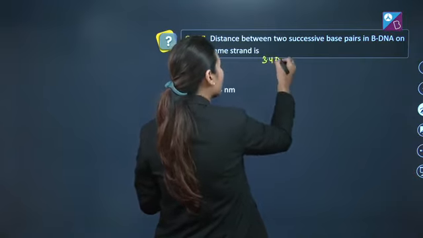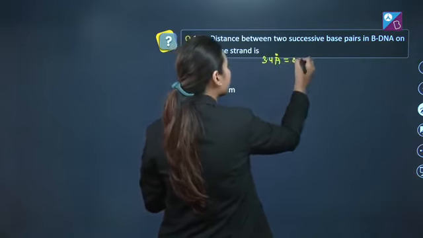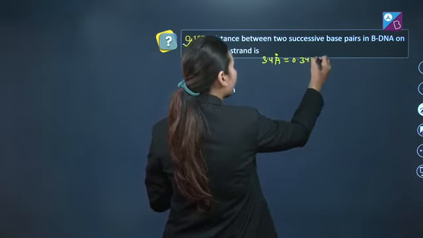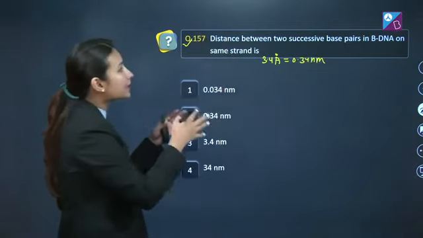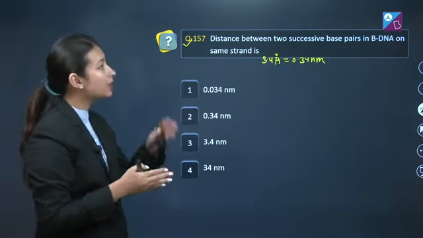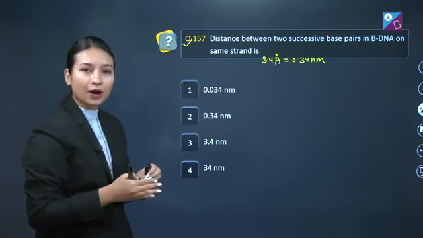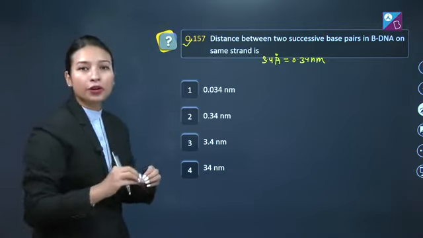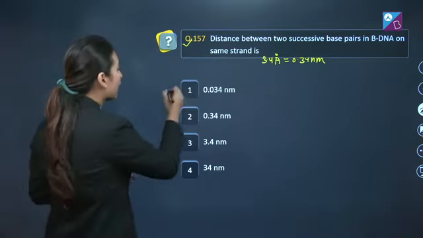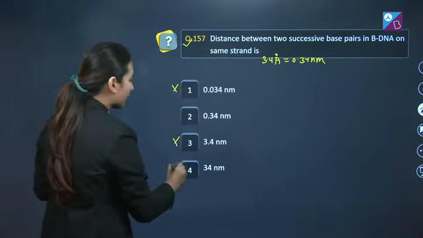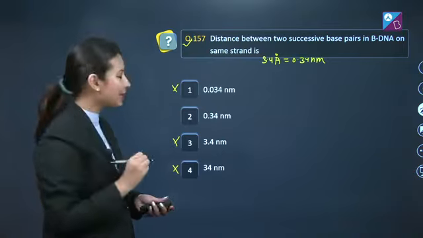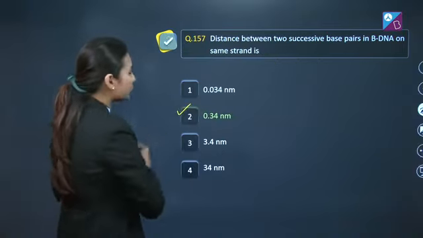3.4 angstrom, which equals to 0.34 nanometer. So the distance between two successive base pairs in B DNA on same strand equals to 0.34 nanometer. So that's why option number 1, 3 and 4 are incorrect, and our correct answer here is option number 2.